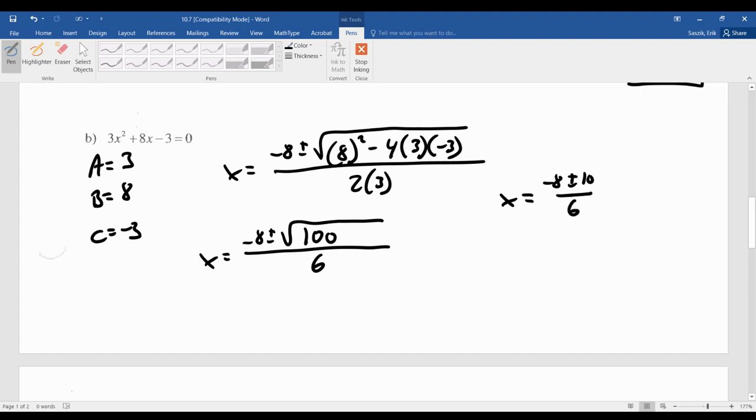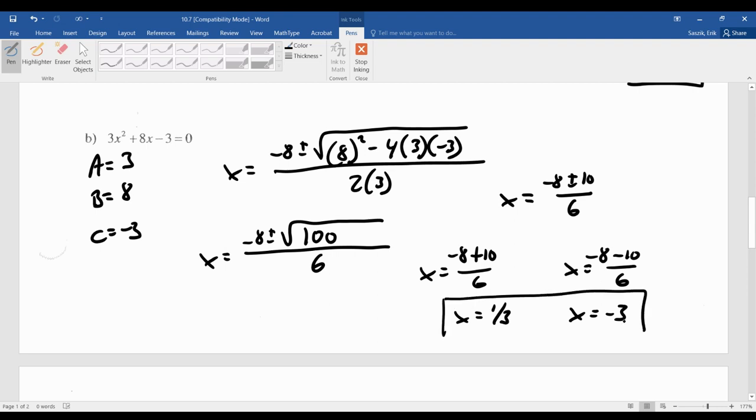So now we have to do 2 things, right? We have to do -8 plus 10 over 6. We have to do -8 minus 10 over 6. Because there's 2 answers here. -8 plus 10 is 2, and 2 over 6 is 1/3. -8 minus 10 is -18, and -18 over 6 is -3. So there are our 2 answers. All right.